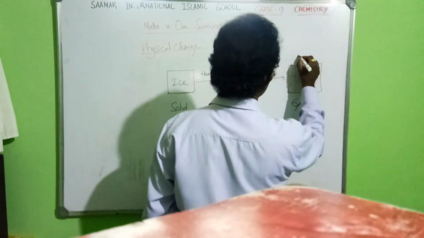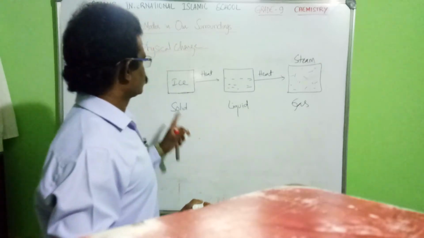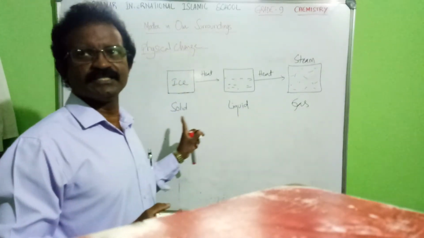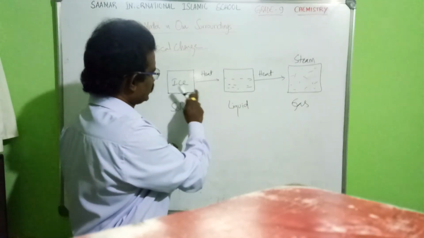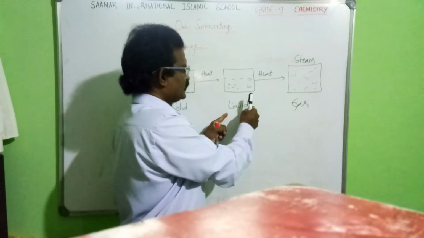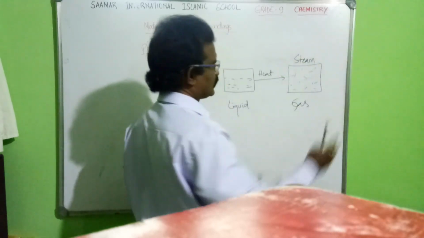Okay, it's nothing but steam. Clear? Solid to liquid, liquid to gas. See the changes now. What has happened now? It was in solid form. When I heat it, the molecules have separated and become liquid. When I heat it again, the molecules separate further and become steam.